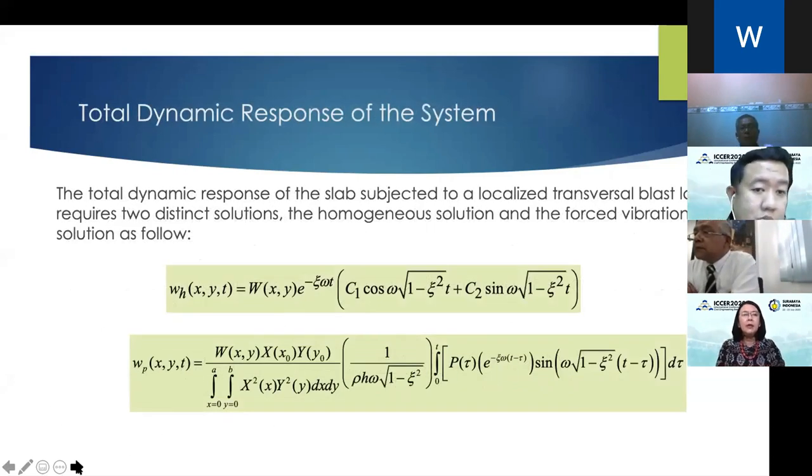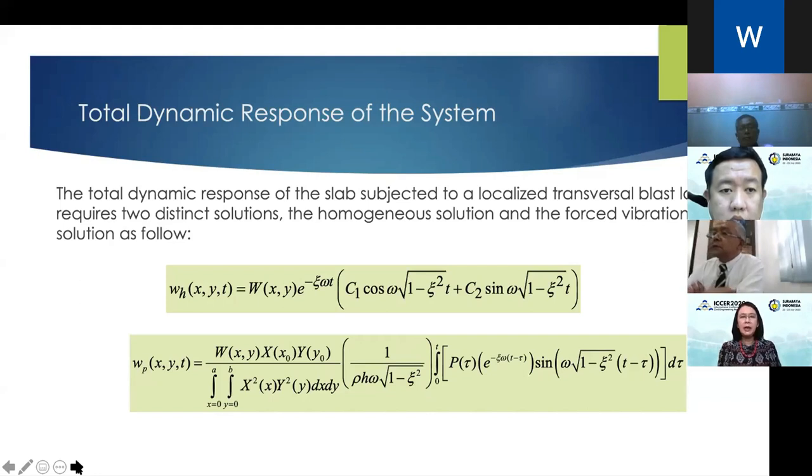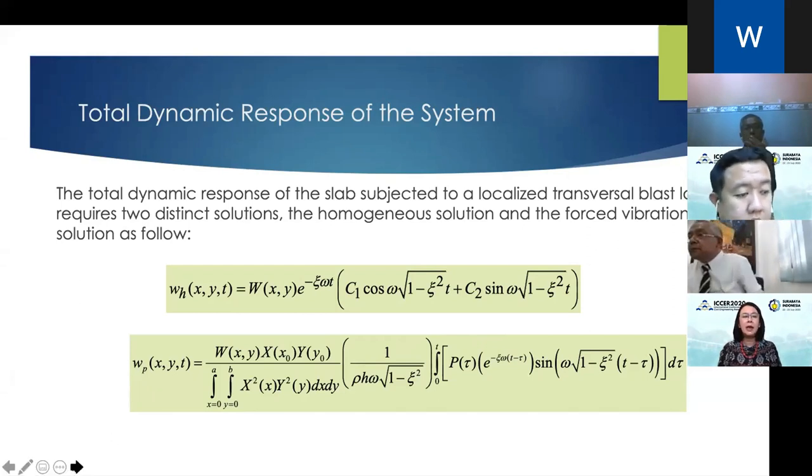Okay, so now how are we going to solve the total dynamic response of the system? The total dynamic response of the system consists of two parts. The first one is the homogeneous solution, and the second one is the particular solution. The particular solution can be solved by using the Duhamel integration method. And you can see right here, there is a dynamic load. The dynamic load used in this paper is a Friedlander blast load. I will explain about the Friedlander blast load on the next slide.